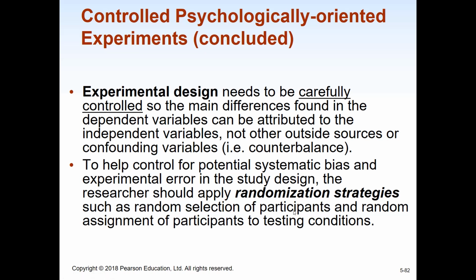So the experimental design here needs to be carefully controlled, so the main differences found in the dependent variables can be attributed to the independent variables, not other outside sources or confounding variables. Randomization: to help control for potential systematic bias and experimental error in the study design, the researcher should apply randomization strategies such as random selection of participants and random assignment of participants to testing.